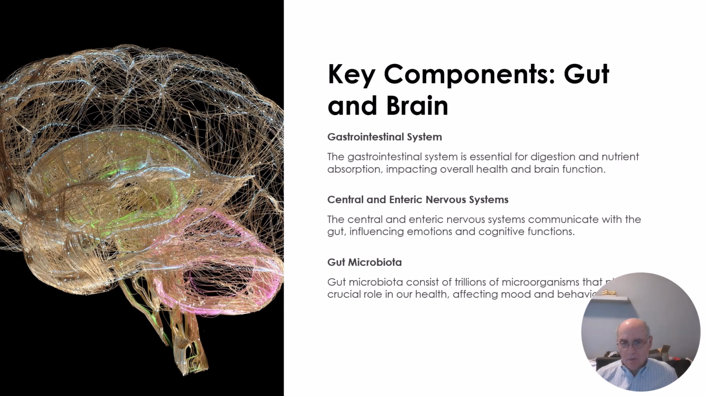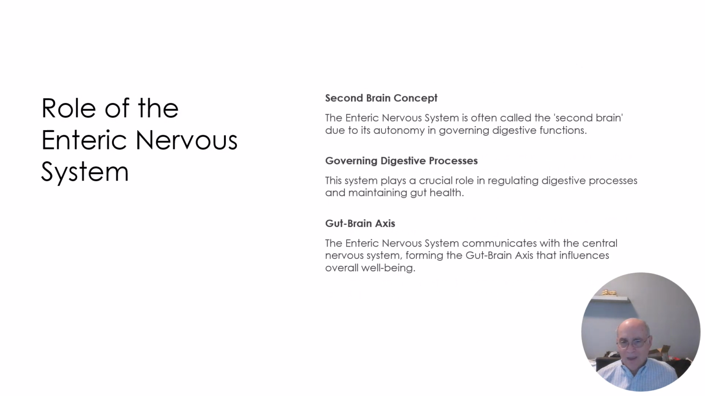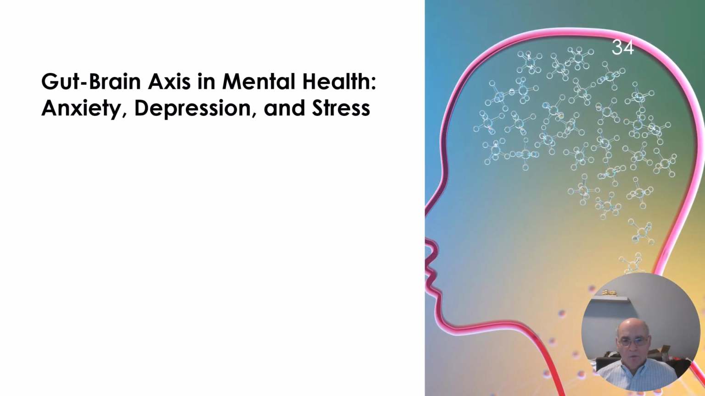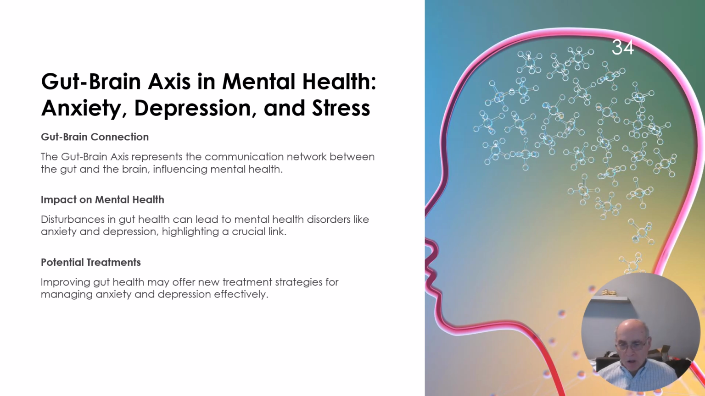So once again, it's the gut-brain axis and the enteric nervous system, which I referred to earlier as the second brain. It's often called the second brain due to its autonomy in governing digestive systems. The enteric nervous system communicates with the central nervous system, forming the gut-brain axis that influences our overall well-being. Numerous papers have been produced showing that altering the makeup of the gut bacteria ultimately affects the genes that are in the gut.